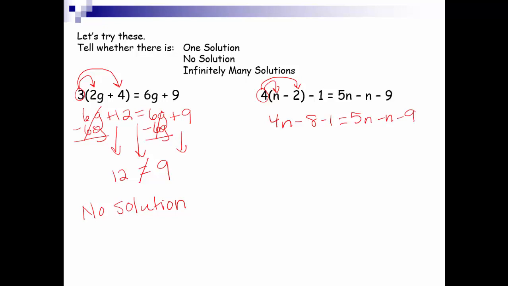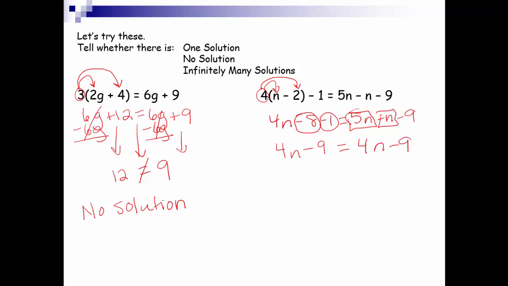Let's combine our like terms. I have a constant of a negative 8 and a negative 1. Negative 8 minus 1 is negative 9. I'm just bringing down my 4n. 5n minus n, because these are like terms on this side of the equal sign, is 4n minus 9.